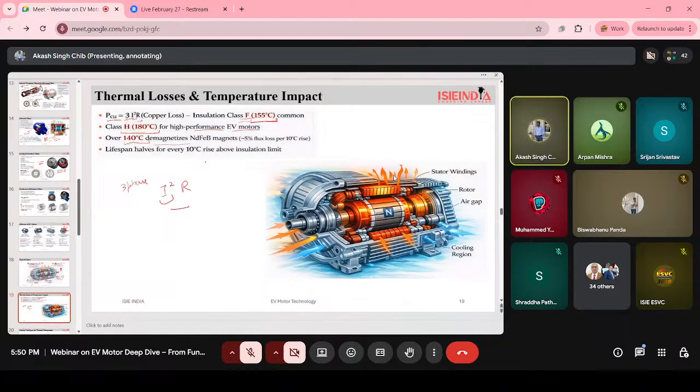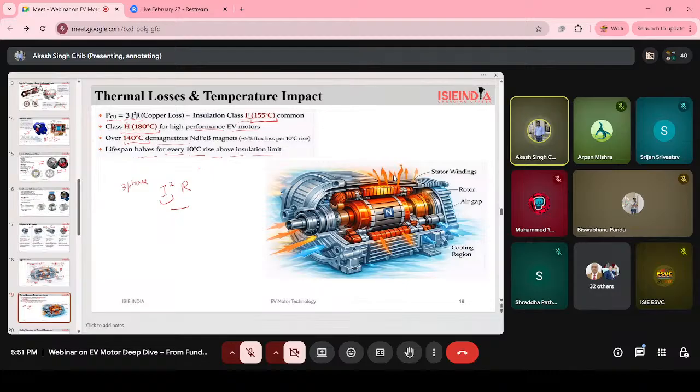Because when that much heat is generated inside the motor, the magnets will get demagnetized, due to the heating. It is better to reduce this. One more thing: the lifespan halves for every 10 degree rise above the insulation limit. Means for every 10 degree rise, the life of the motor will get reduced.